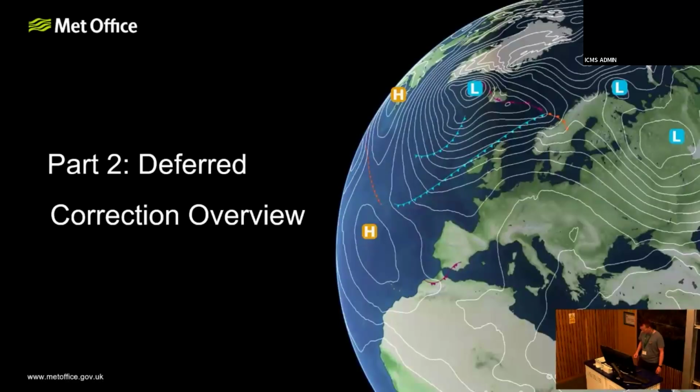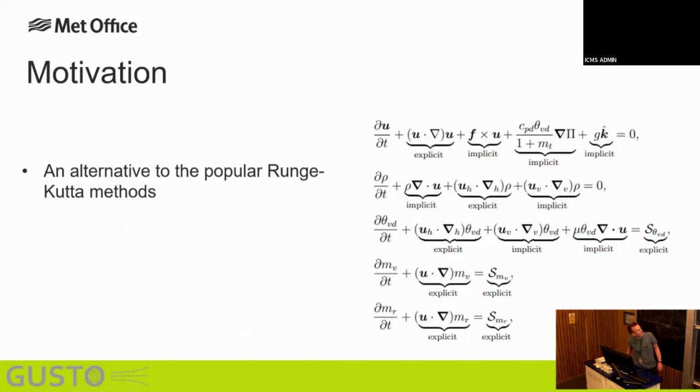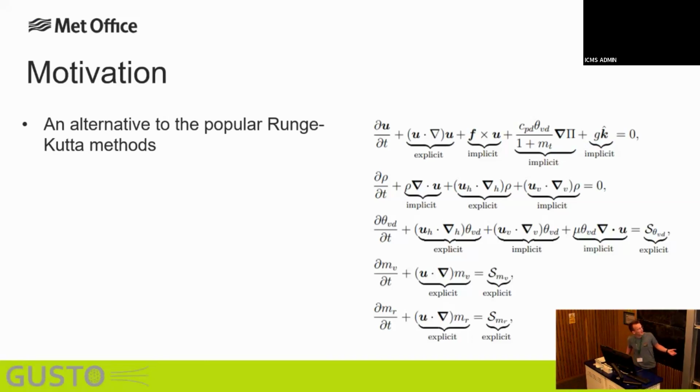Okay, so part 2, deferred correction. I'll start with the motivation and then talk about the equations. So why would you want to use SDC? What's an alternative to the popular Runge-Kutta methods?